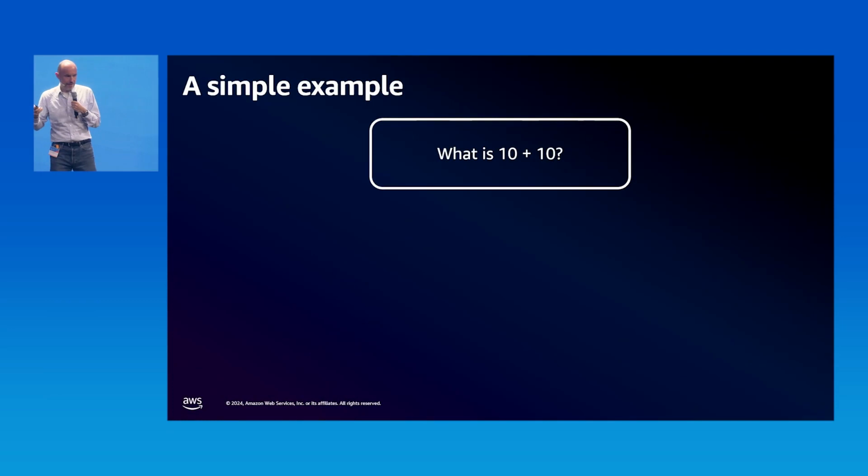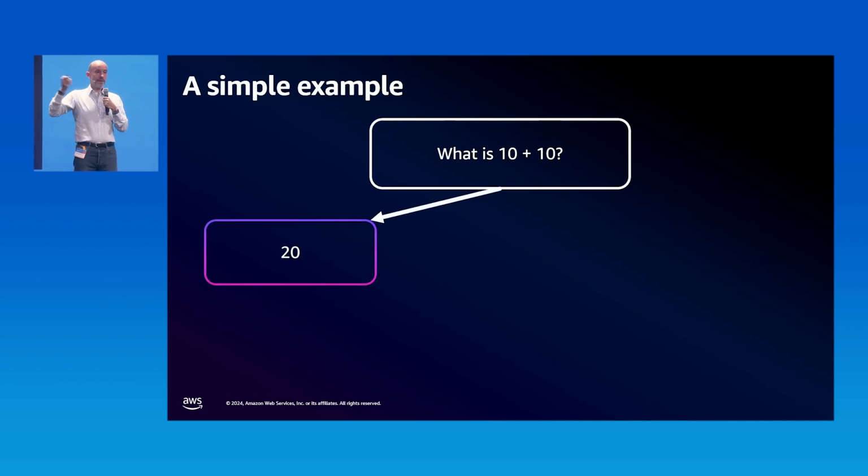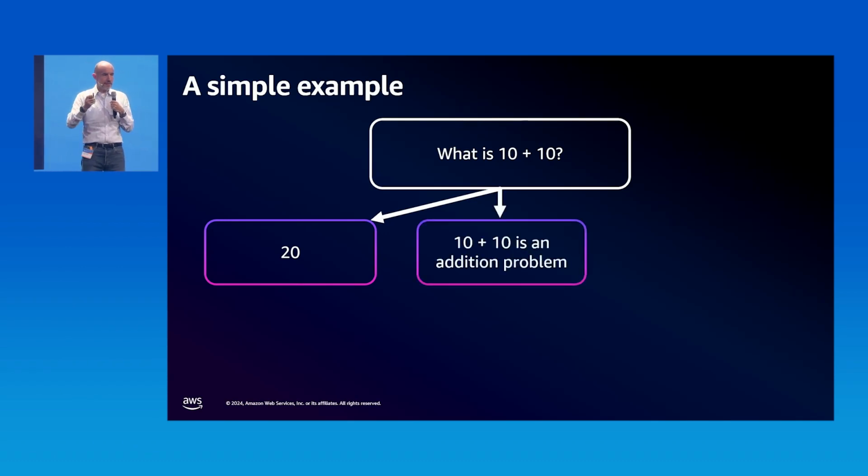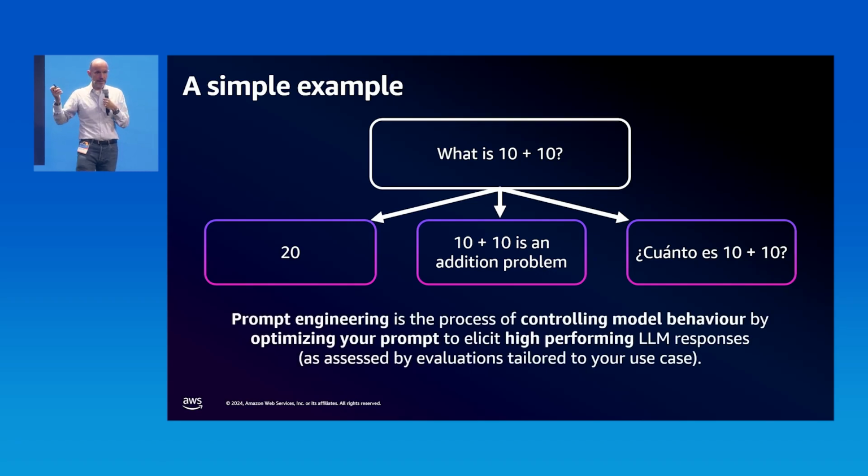So why am I saying that? Let's take a look at a simple example. If the prompt is "what is 10 plus 10", you might get as a response 20 if you think this is a math problem. But you might also get something like "10 plus 10 is an addition problem." So this is more like a classification answer, right? Or you can get something like "cuánto es 10 más 10", which would be a translation use case. So one prompt, 3 different responses.